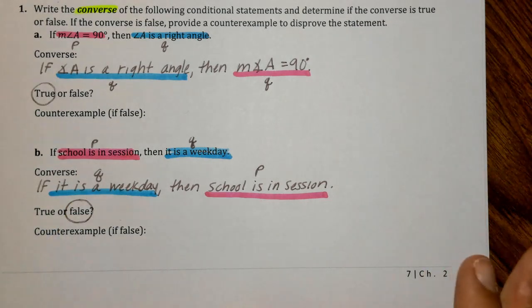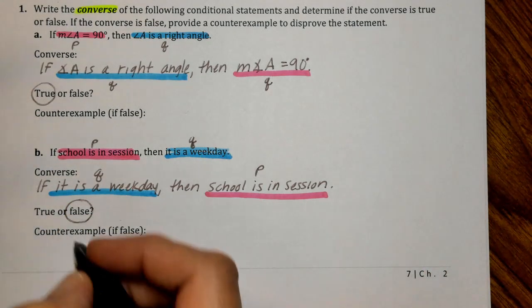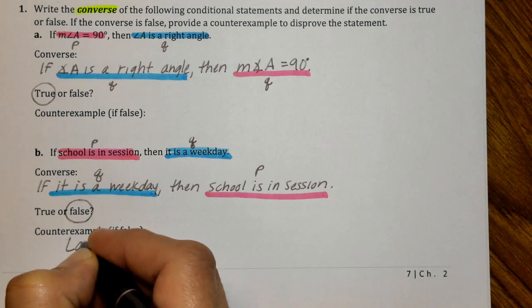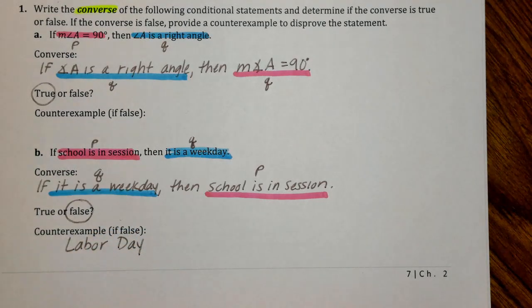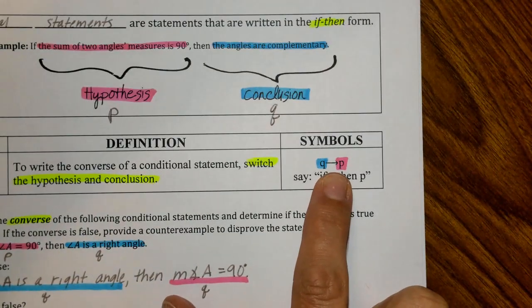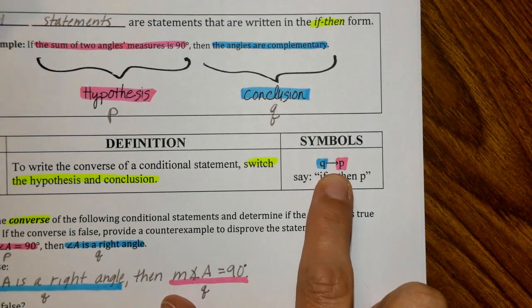And what I'm going to put as my counterexample is, well, with our students, we just had Labor Day off. You've got Thanksgiving, summer vacation, spring break. These all involve weekdays that we do not have school in session. So this is going to be your converse. Take P and Q and switch them right here. Okay, we've switched those two letters around. Now we say if Q, then P.